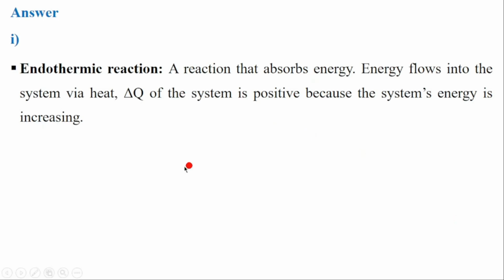Let's start the answer by explaining the terms endothermic reaction and exothermic reaction. An endothermic reaction is a reaction that absorbs energy. That means energy flows into the system via heat. So we are adding heat to the system, and the change in Q, the heat of the system, is positive, because the system is absorbing energy and its energy is increasing. If you have an endothermic reaction, delta Q will be positive.